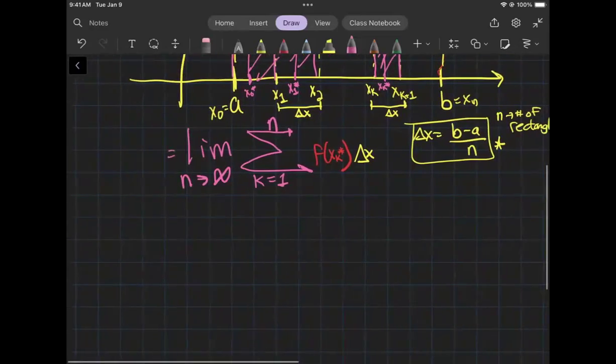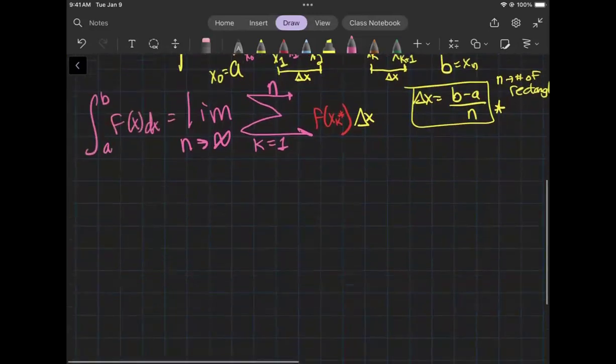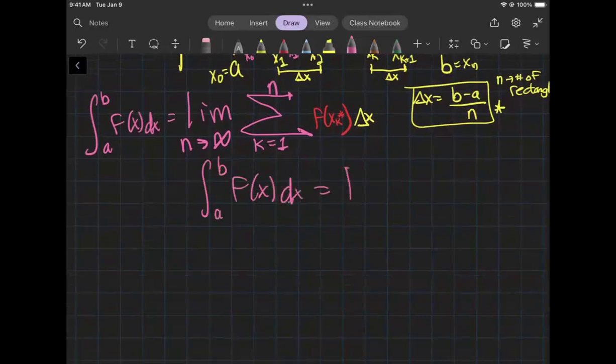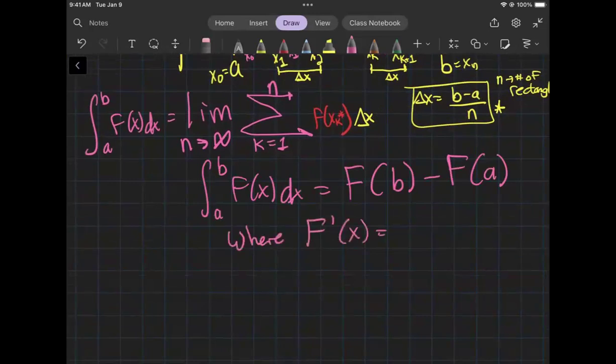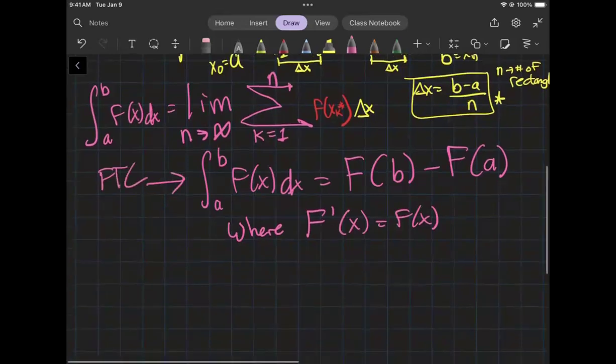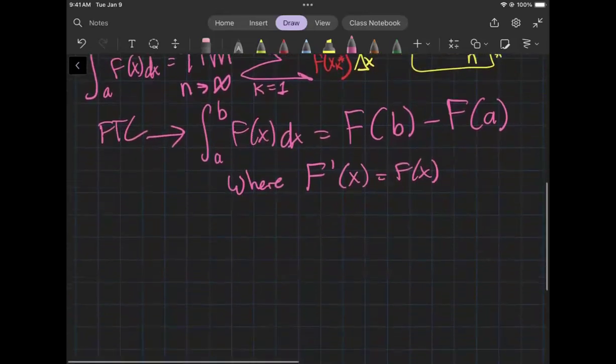And this is defined as the definite integral from a to b of f of x dx. And then by the fundamental theorem of calculus, hopefully you know this by now, this would equal F of b minus F of a. This is part 2 of the fundamental theorem. Capital F is the antiderivative of f, where capital F prime of x is equal to little f of x. This is the fundamental theorem of calculus that you've seen in previous courses. So it's good to revisit that.